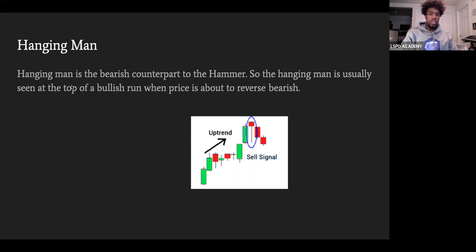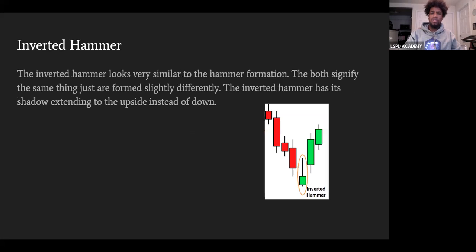Next, we got our inverted hammer. An inverted hammer is essentially a hammer upside down. Instead of the shadow being to the downside, you'll see a small real body and then a long upper wick shadow, two to three times the size of the real body, still indicating a bullish trend to precede it.